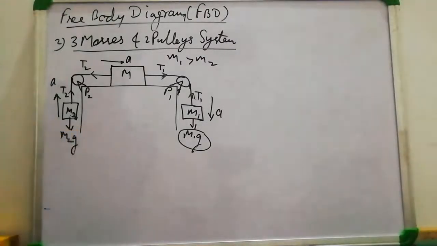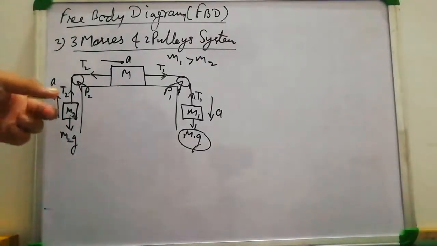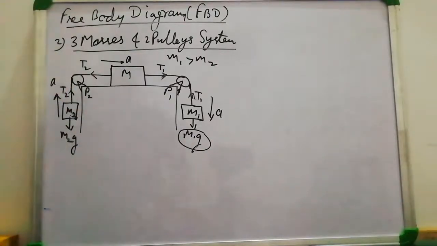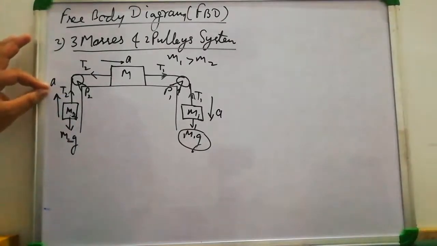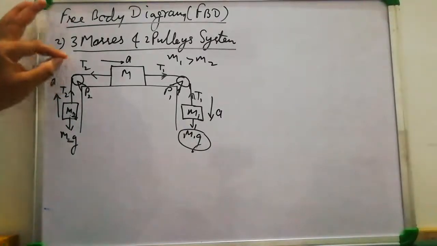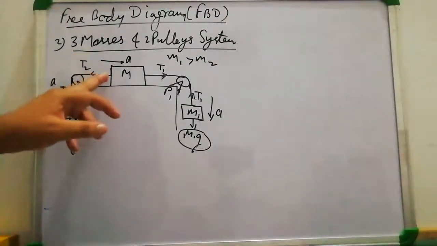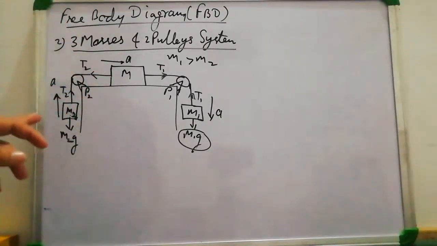Similarly, the weight m2g is acting vertically downward, and it will also give a reaction force. That reaction force will be generated in the string as tension T2. Now m2g is creating another tension, that is T2, but this T2 also creates a reaction force, that will be T2 in the opposite direction.